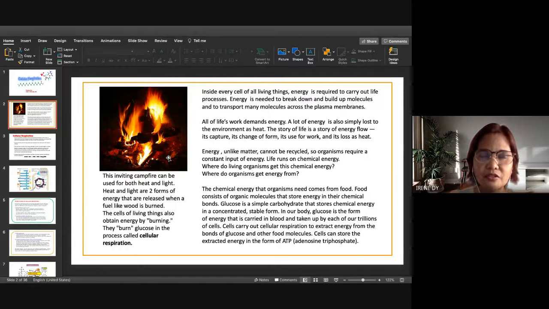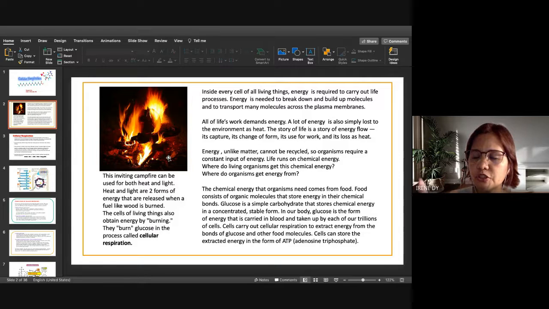No? Kung wala kang energy class, hindi magpupush through ang isang metabolism. Kaya kung familiar kayo sa process ng chemical reactions that is happening inside your body, lahat yun nangangailangan ng energy. Okay. It needs to break down, it needs to build up. So when you say monomers, you need to build that up into polymers, you need energy. You have to break down polymers into monomers, then you need energy. So all of life's works demands energy. A lot of energy is also simply lost to the environment as heat.